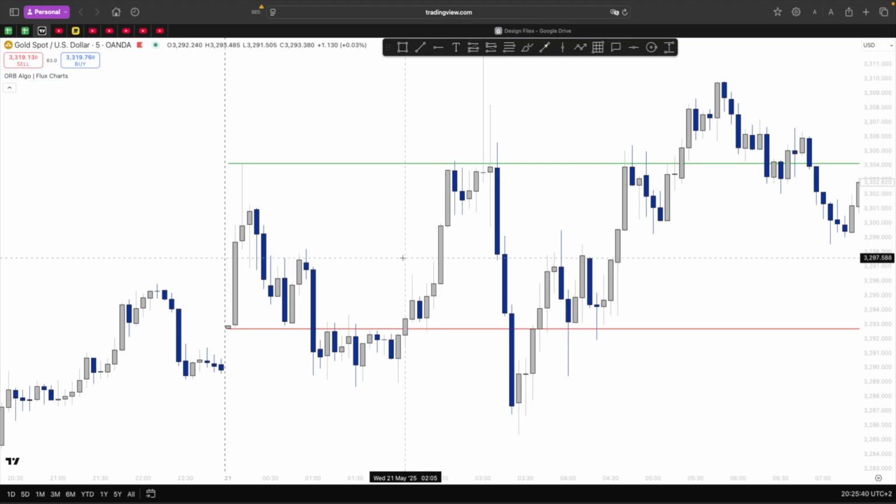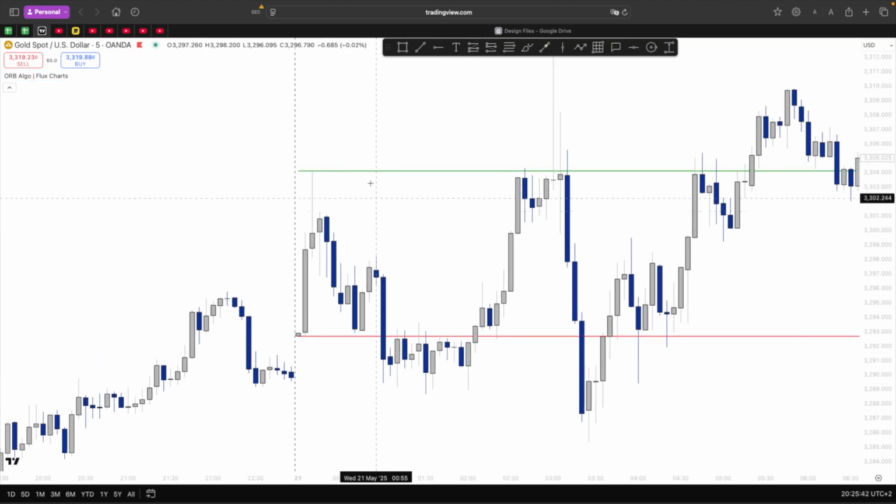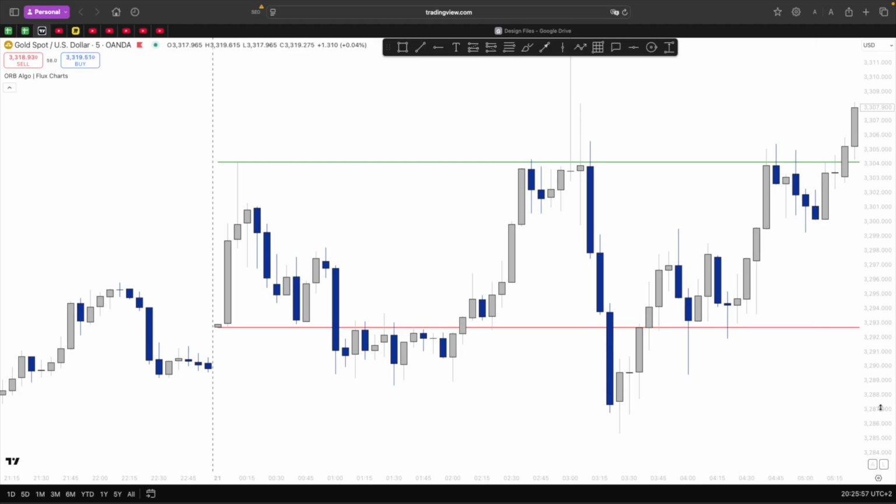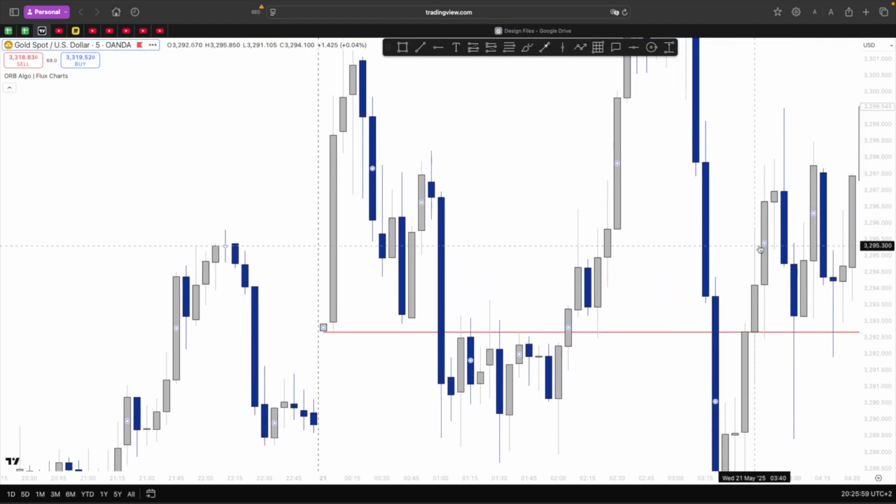What we want is for the first 30 minutes of the day to form, and then we either wait for liquidity to be taken on the downside or the upside, and you are going to enter on the opposite fair value gap that is being formed.